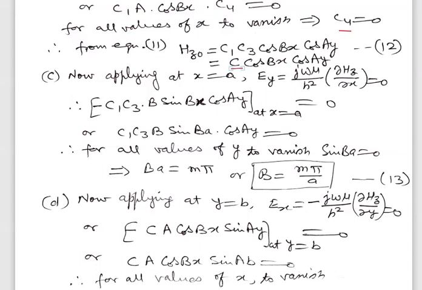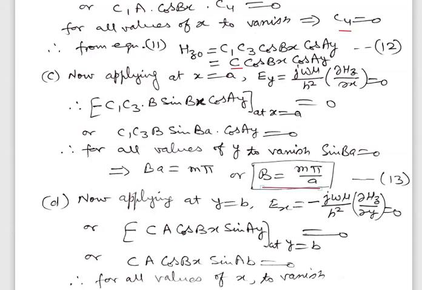As earlier we have obtained the value of Ey from equation number 10. Again we put the value of Ey equal to 0 at x equal to a. This equation will give us sin Ba equal to 0. It means Ba equal to m pi, where m is an integer. So this will give us the value of the constant B, which comes out to be m pi upon a.